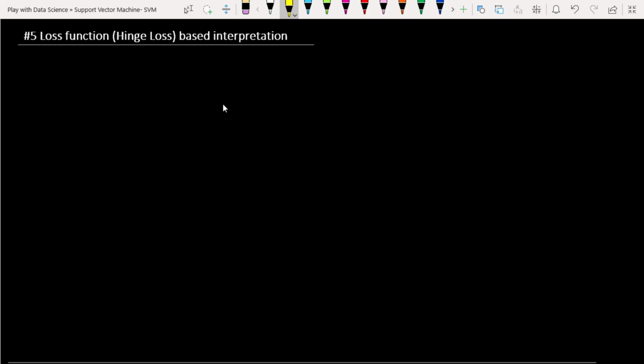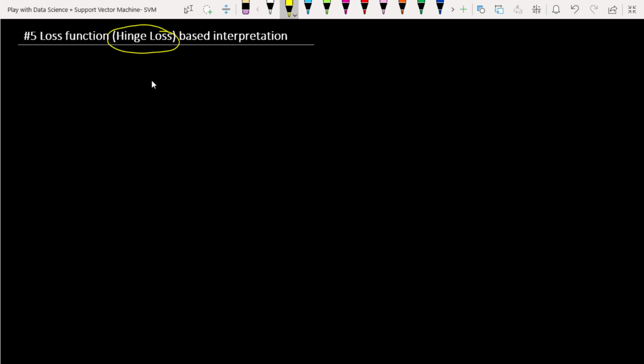So in this lecture, we are going to discuss the loss function interpretations of support vector machines. How the support vector machine equations are compared from the geometrical point of view and the loss function point of view. Here we are taking the loss function as the Hinge loss.